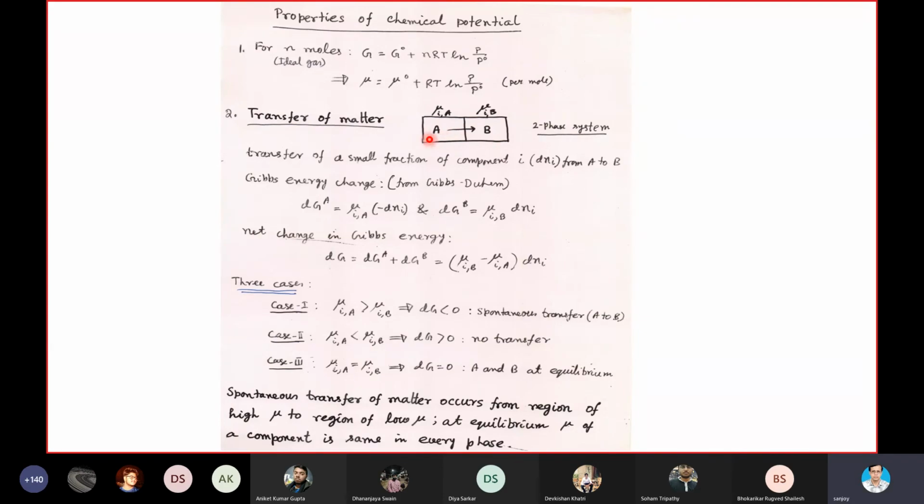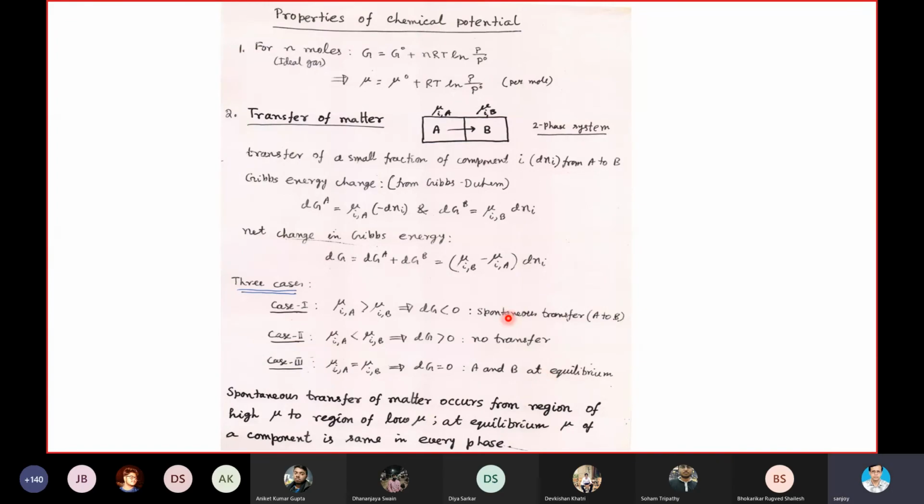from one phase to another if the chemical potential of the starting phase is lower than the chemical potential of the destination phase. And the third condition is also possible, that the chemical potential of the component is the same in the two phases. So the chemical potential of component I in phase A is the same as the chemical potential of component I in phase B. If this is the case, then DG will become 0. So the Gibbs energy change is 0. That means the state is at equilibrium. So at equilibrium, the chemical potential of the component will become the same in the two phases. Okay, so these are the three important cases.